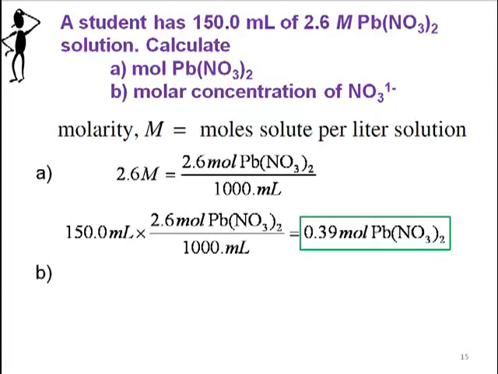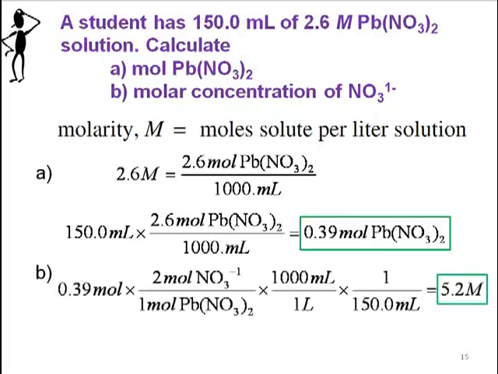For B, once you have the moles of the entire thing, all you need to do is keep track of the nitrates. So how many NO3s are there in this? 2. 2 of them. So, 0.39 times 2, 2 moles to 1 mole. We've got 1,000 milliliters divided by 1 liter, and then 1 to 150 gives us 5.2 molarity.